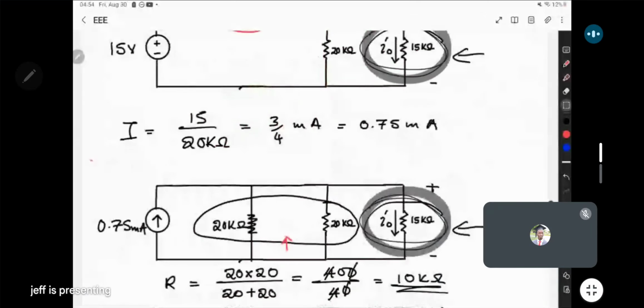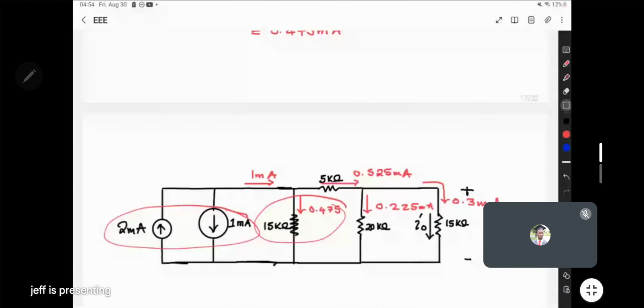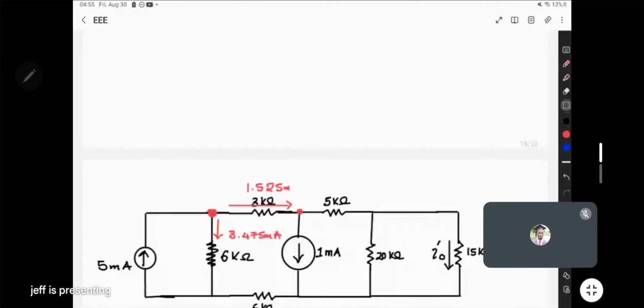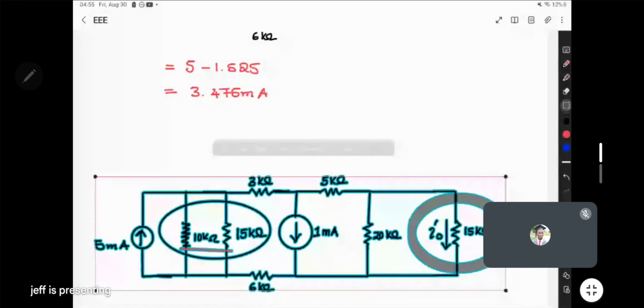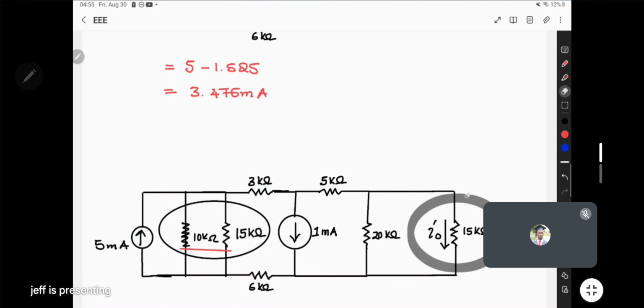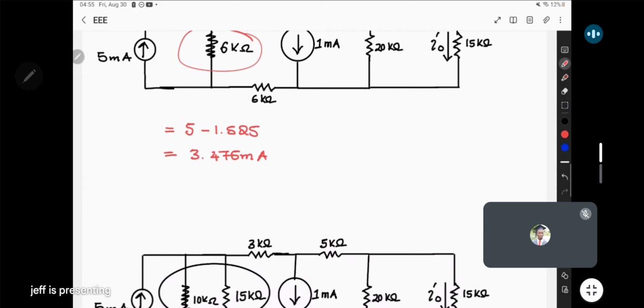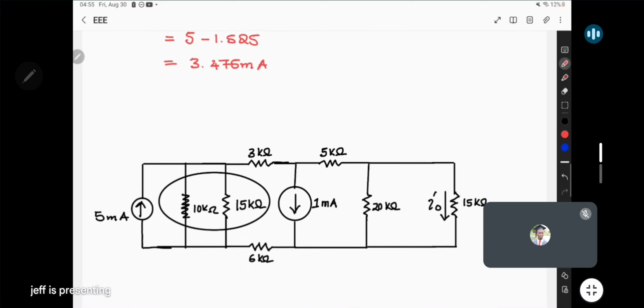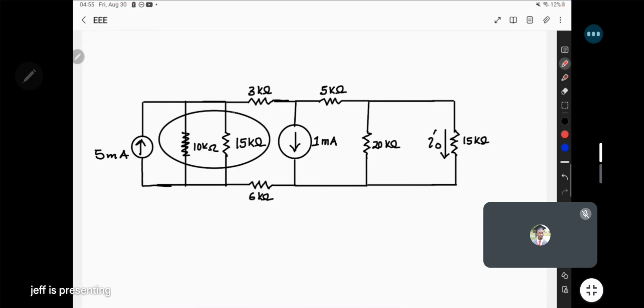So let's go back again. So we'll use current division to see how they shared. Okay, so we're saying that this 6 was a combination of the 10 and the 15. So to get the current that went towards the 15, just the 15, it's labeled I.